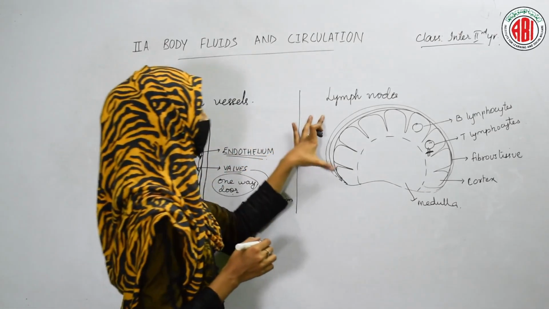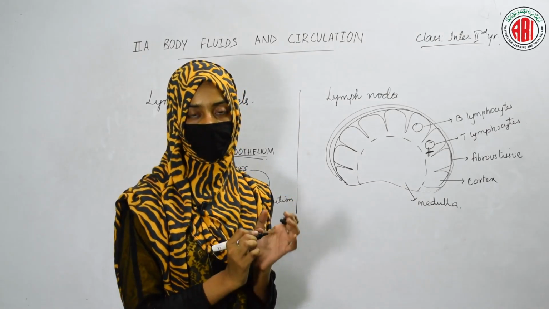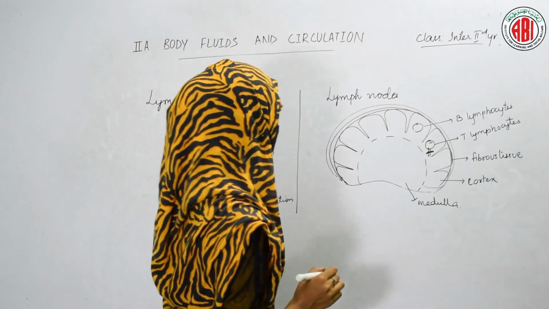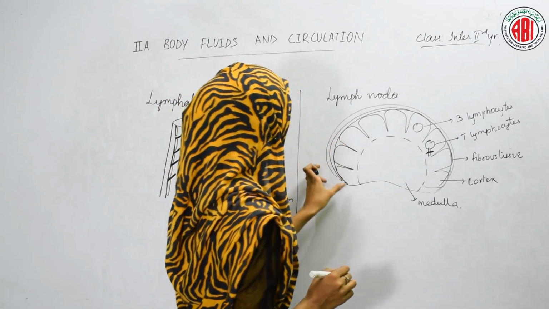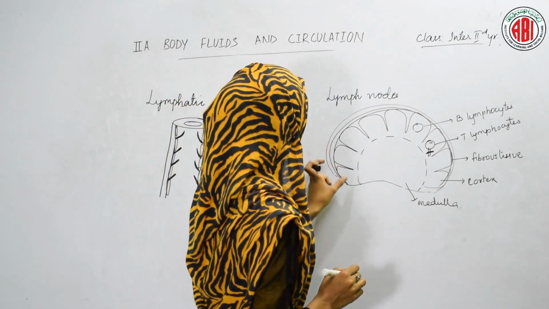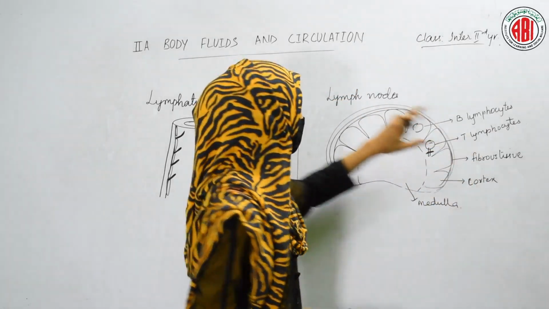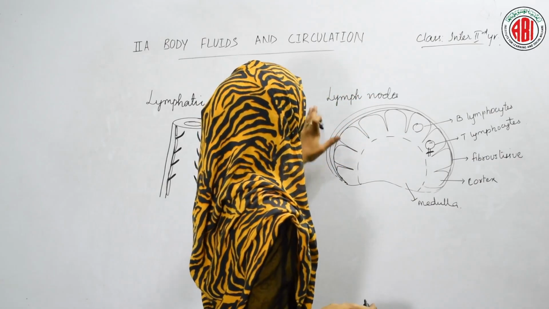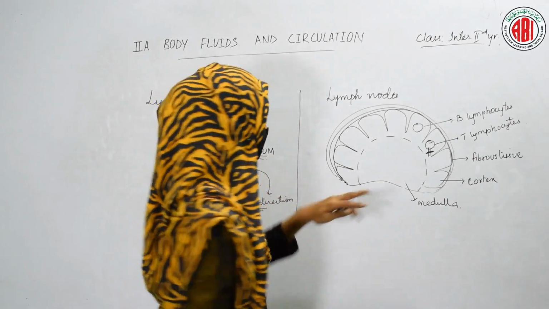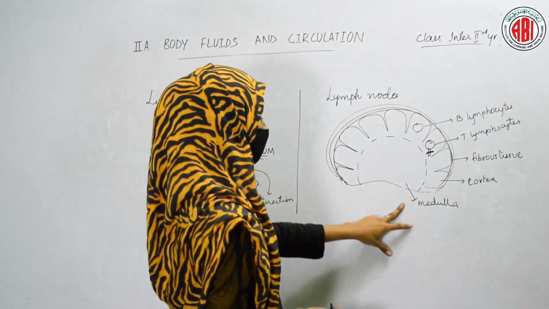Now let us see the structure of lymph nodes. We know that lymph vessels show the presence of node-like structures, which are termed lymph nodes. When you look at the structure of lymph nodes, they are bean shaped, or kidney shaped. These lymph nodes are surrounded by fibrous tissues which are connective in nature. The lymph nodes show two main parts: the outer part is called the cortex, and the inner part is called the medulla.